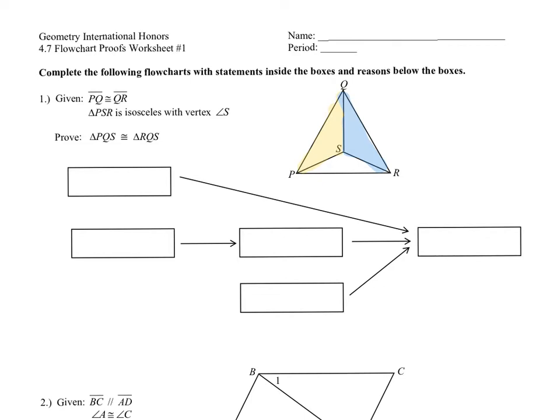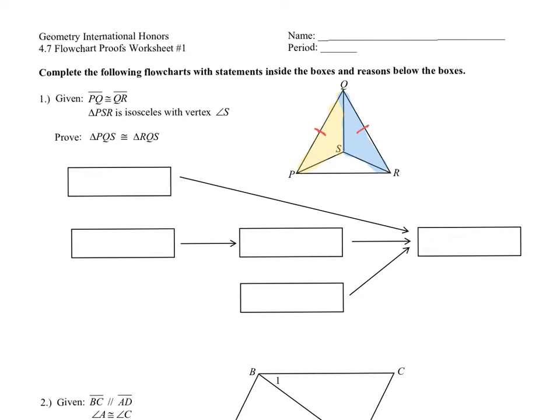Okay, so let's start with some given information. First of all, we're given that segment PQ is congruent to segment QR. Anything that's given, you want to mark in the diagram. Also, since that white triangle PSR is isosceles, we're going to be able to use the fact that an isosceles triangle has at least two congruent sides. So we're given a pair of congruent sides, the isosceles triangle is going to give us a second pair of congruent sides, and the fact that segment QS is congruent to itself will give us a third pair of congruent sides. So the yellow triangle and the blue triangle are going to be congruent by side, side, side.